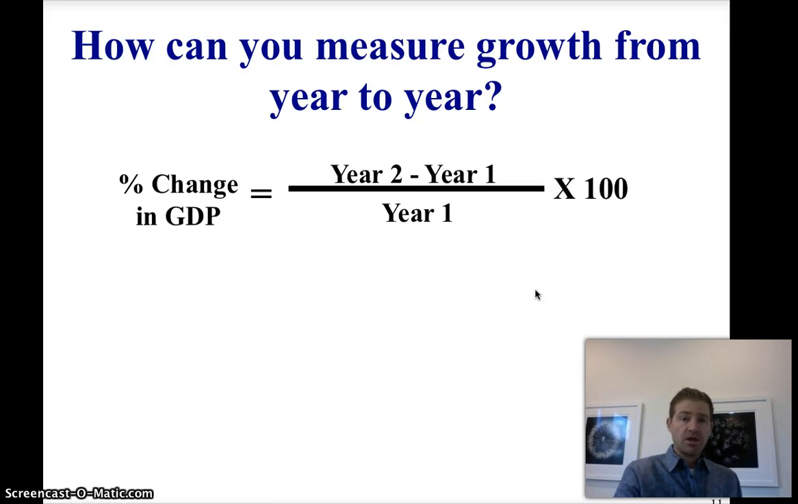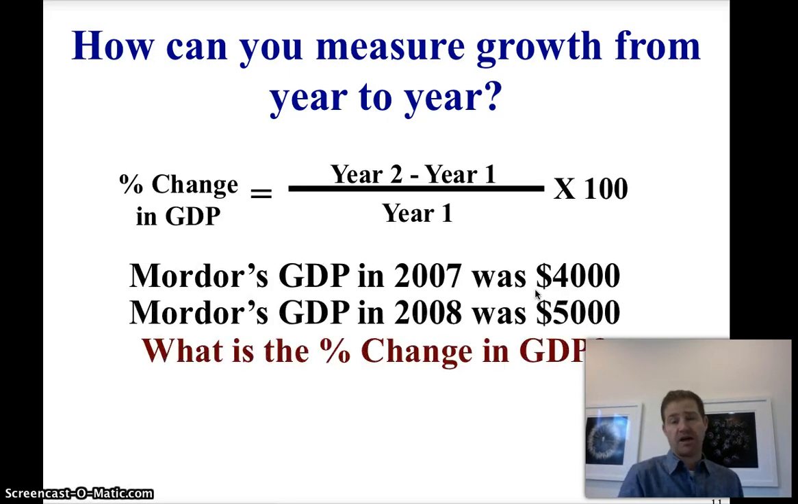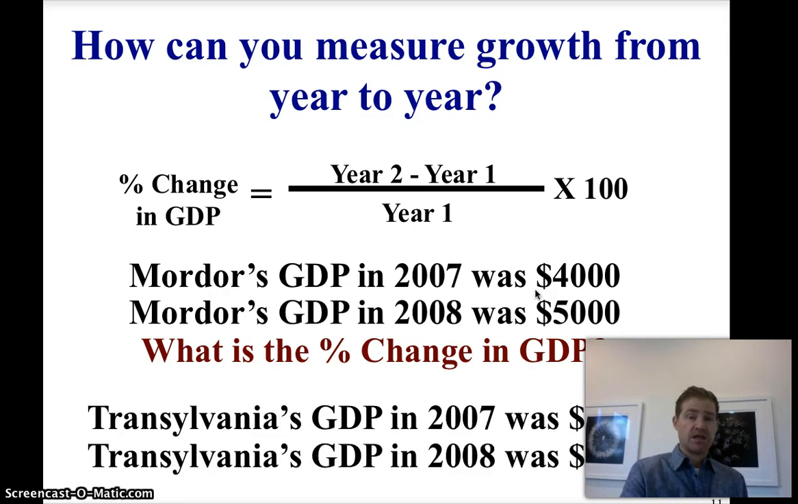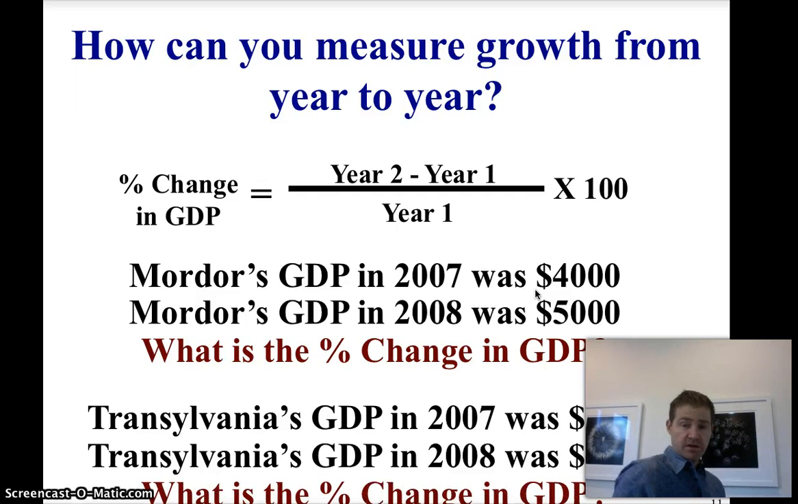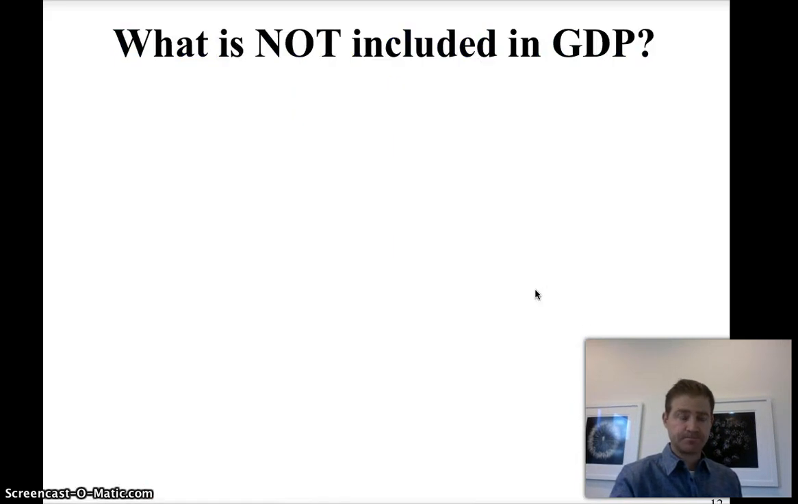So we've gone through this before, but this is a good practice. Why don't you pause the video and try to figure out how you measure growth from year to year. This is the percentage change in GDP. You take year 2 minus year 1 over year 1 and multiply it by 100. If you do this, you should get a 25% increase in GDP from 2008 to 2009. And if you do this one, you will get a 5% increase. So that's good practice. Make sure you pause the video and do that practice.